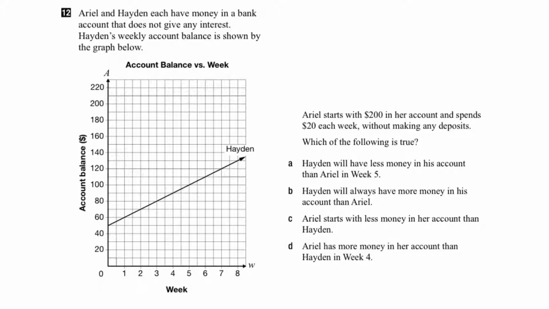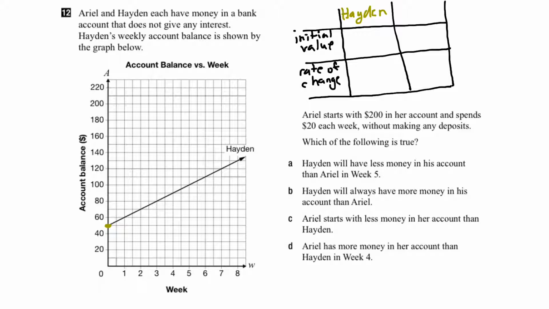Well, let's start by interpreting Hayden's graph. It looks like Hayden started by putting $50 aside. And then after each week, if I go over to week 1, he's up to $60. After week 2, up to $70. After week 3, up to $80. So it looks like he's putting aside $10 each week.